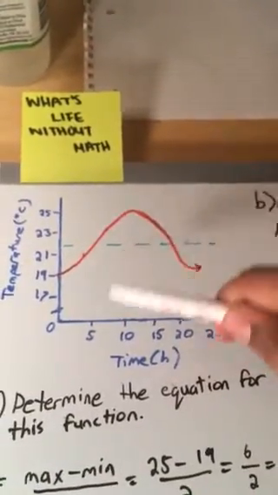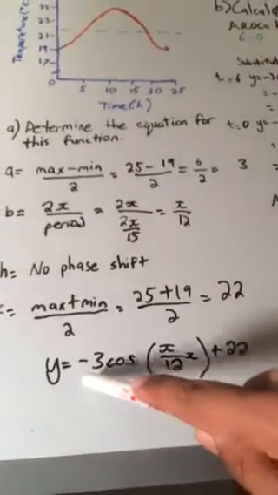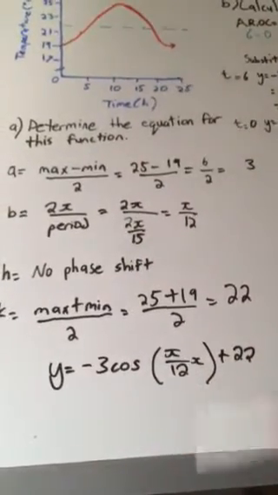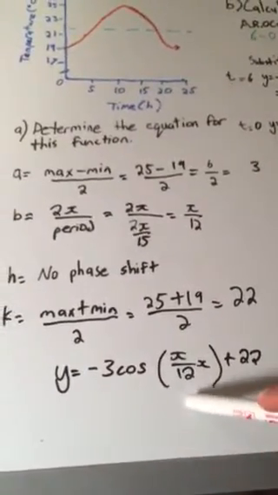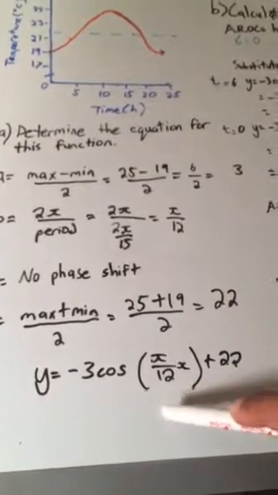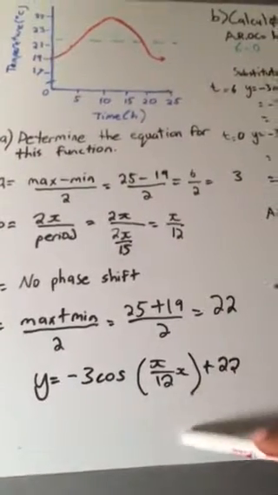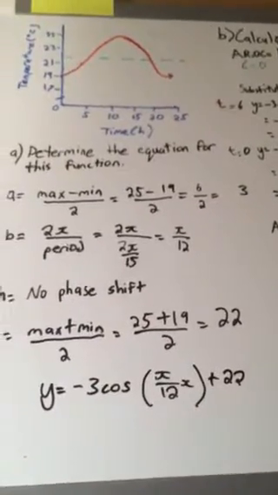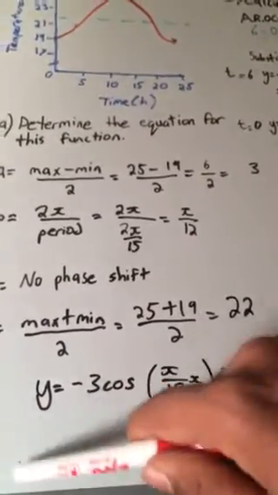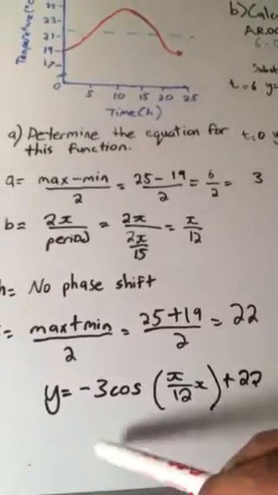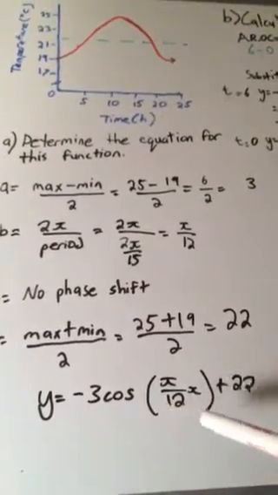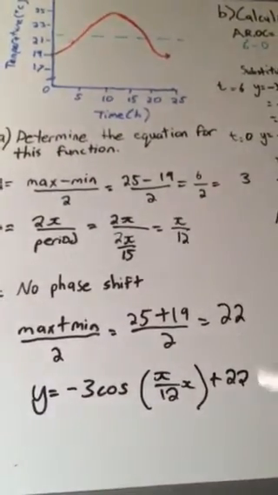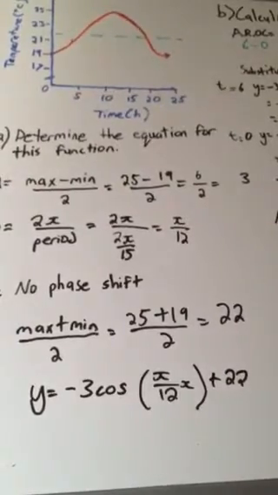So this is why it's a negative cos graph. So we put our amplitude, which is negative 3, because it's a negative cos graph, multiplied by pi over 12x. There is no h value, so you only write pi over 12x. And then you add 22, which is our equation of axes. So our final equation is y equals negative 3 cos(pi over 12x) plus 22.